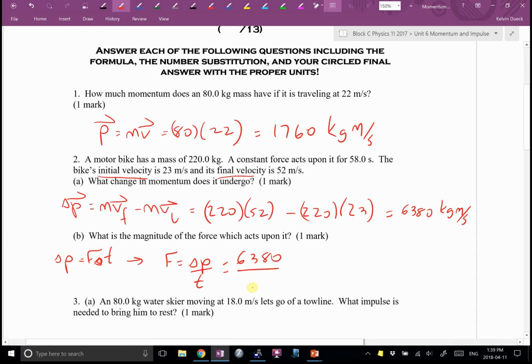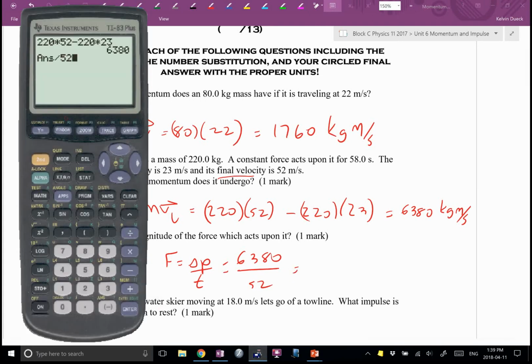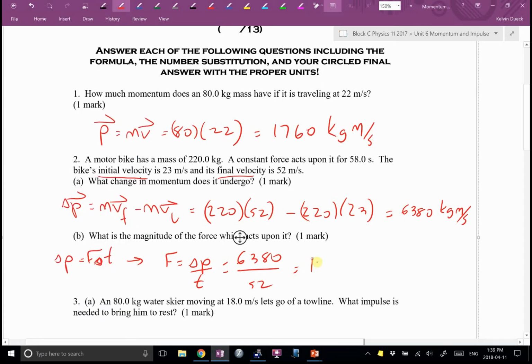6,380 divided by 52. And I get 58, because I can't read. Oh, I got to retype that now. 6,380 divided by 58. And I get, you get 110? Wow, I even made these work out evenly for you? I normally don't care enough about you guys to do that. Oh, what's the units? Newtons, Mr. Duick. Newtons. 1 mark.